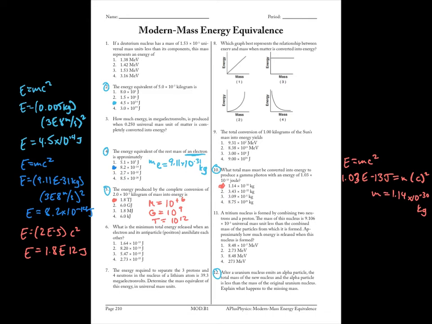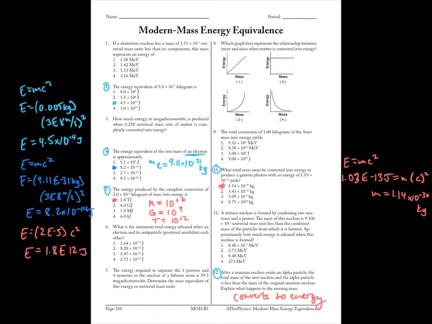The mass of the new nucleus and alpha particle is less than the mass of the original. Explain what happens to the missing mass. So, if there's a loss of mass, what can mass do? It can convert to energy. That's what E equals mc squared tells you, that mass and energy can be equivalent, can convert one to the other. So if you're missing some mass, some of it has gone into energy.